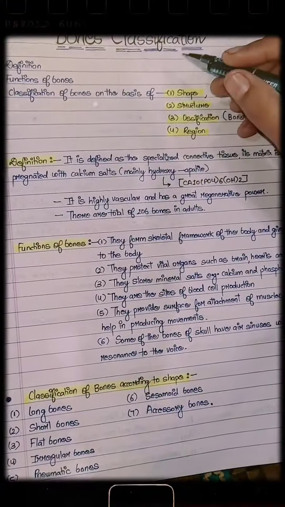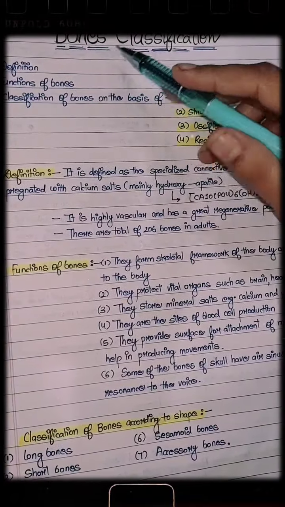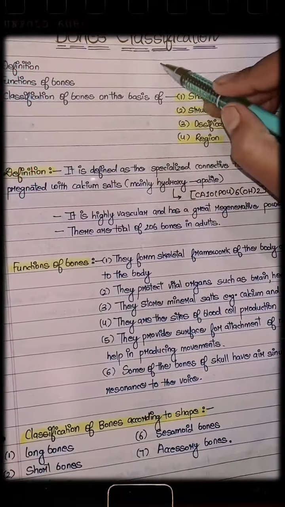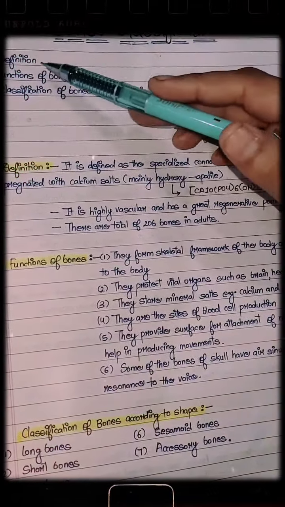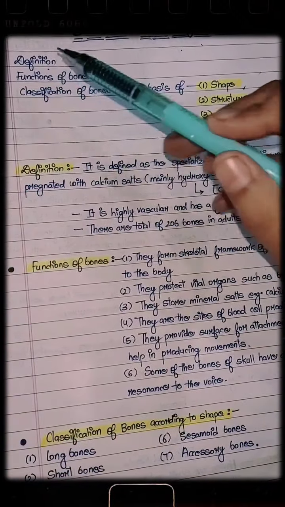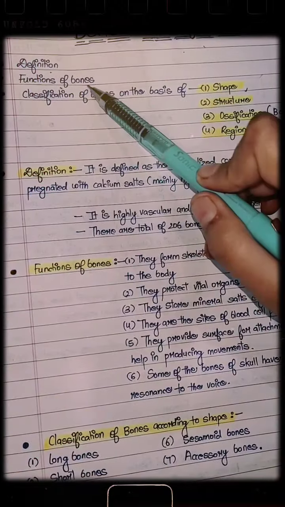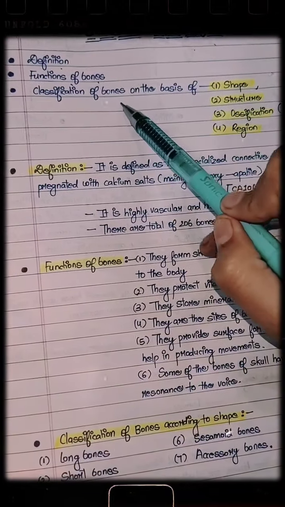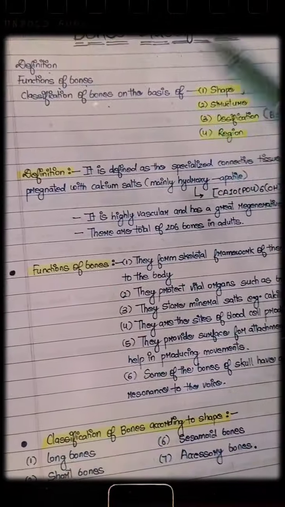In this video, I will be teaching or guiding you about a particular anatomy topic. It's bones classification. So, what are the main things we have to deal with in bones classification? What is the basic definition of a bone? What are the main functions of bones? What are the classifications of bones? On what basis are they classified?